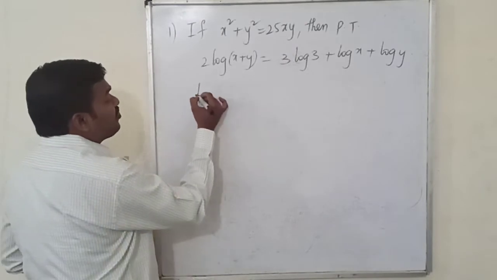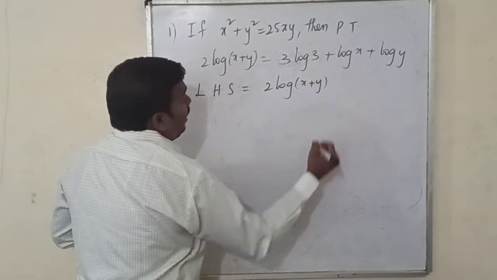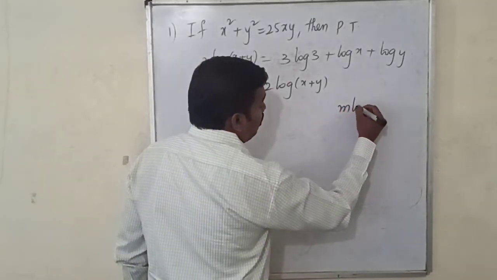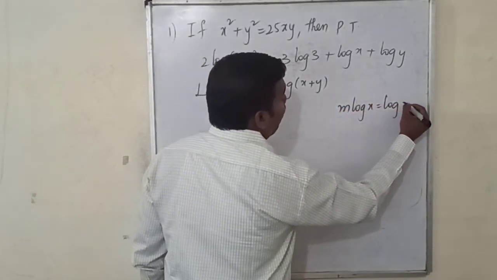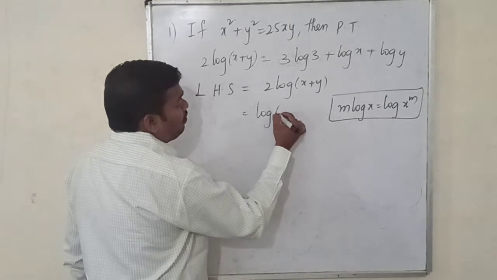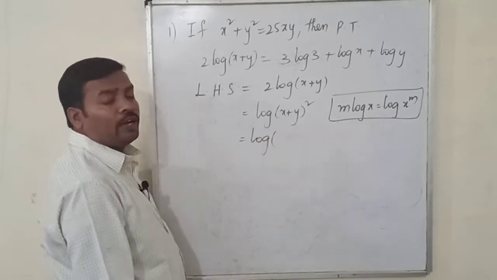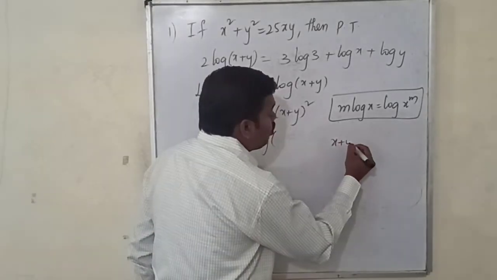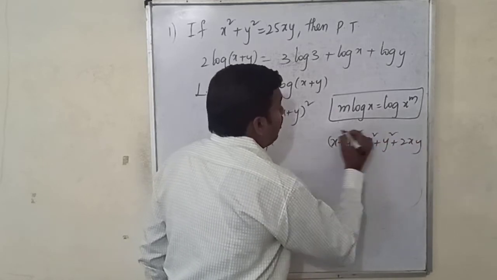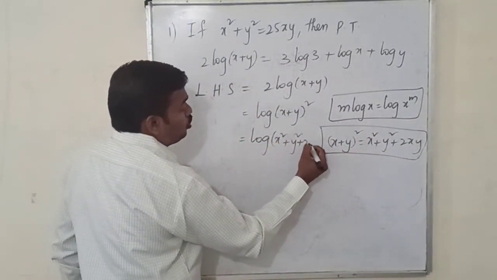Let us consider LHS first. That will be 2 log (x plus y), and by applying the power rule of logarithm, that is m log x is equal to log x power m, you can write this as log (x plus y) whole square. What is (x plus y) whole square? The formula is (x plus y) whole square is equal to x square plus y square plus 2xy. Substitute that formula here. That will be x square plus y square plus 2xy.